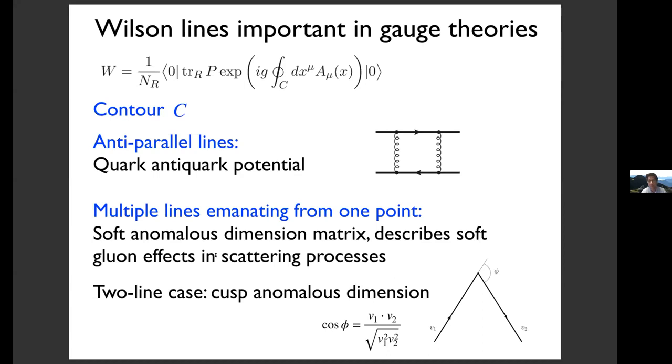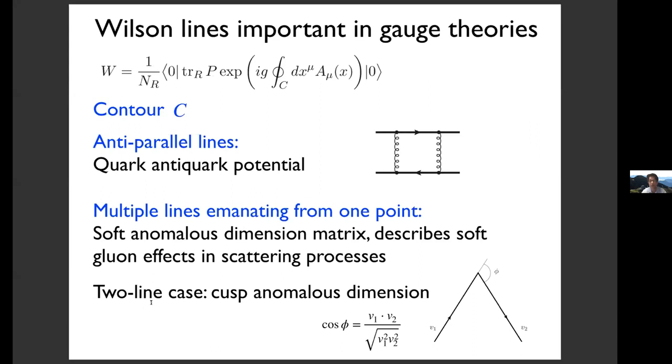Then going to the topic of infrared divergences, if you have multiple Wilson lines emanating just from one point, and you can think of those lines representing the momenta of various particles, then that computes for you the vacuum expectation value, the bulk of the soft exchanges between those particles, and therefore tells you about the infrared divergences. And a special case, that I'll focus on today, is the one where you have two such lines.